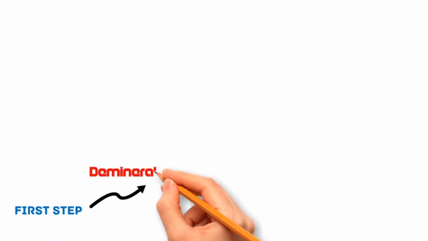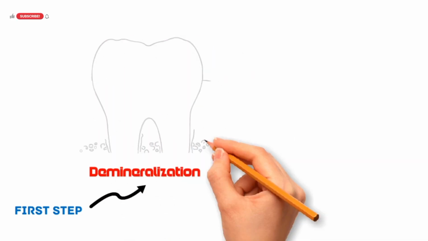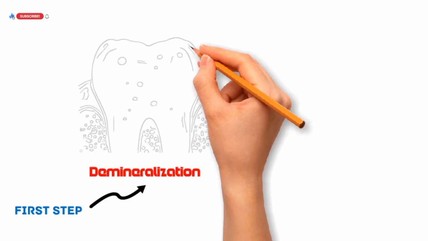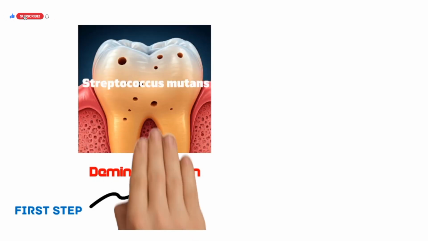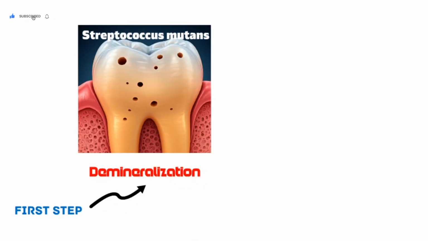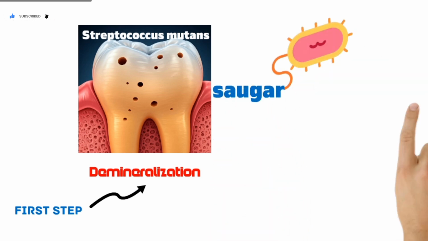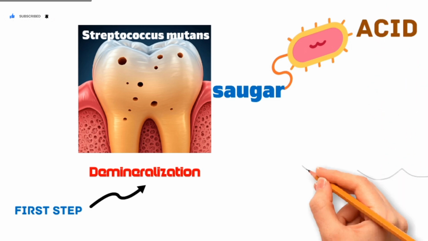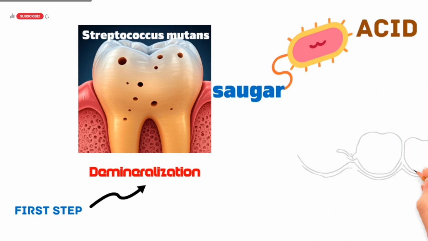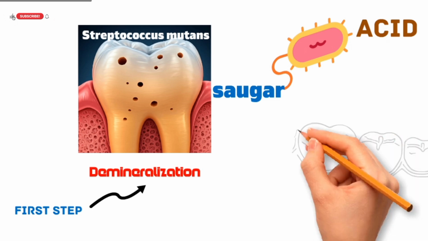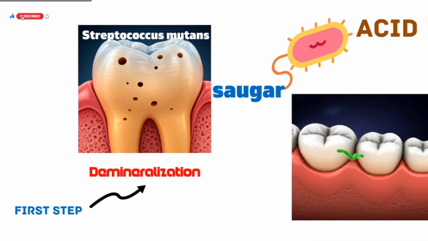The first step in cavity formation is demineralization, where minerals are lost from your tooth enamel. This creates tiny holes that bacteria, like Streptococcus mutans, can invade. These bacteria feed on sugar and produce acid, which further erodes the enamel. As the decay progresses, it forms a sticky mass called plaque, which can lead to a full-blown cavity.